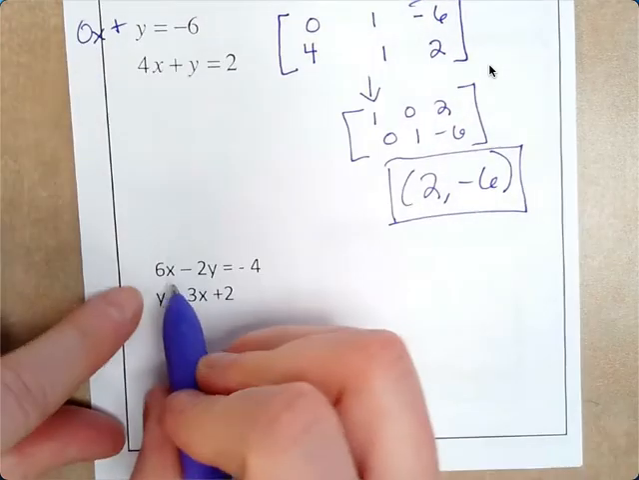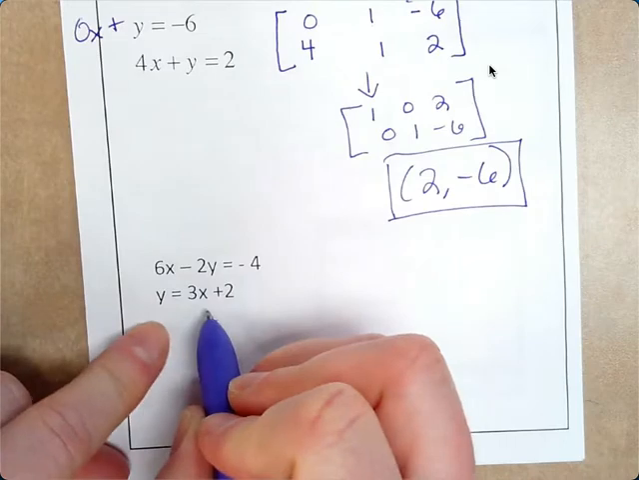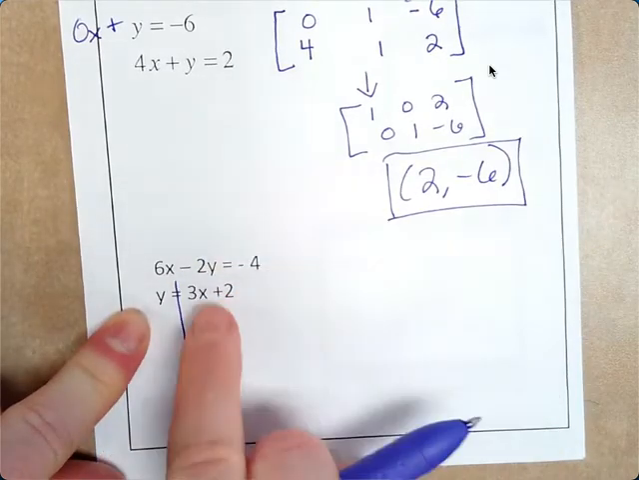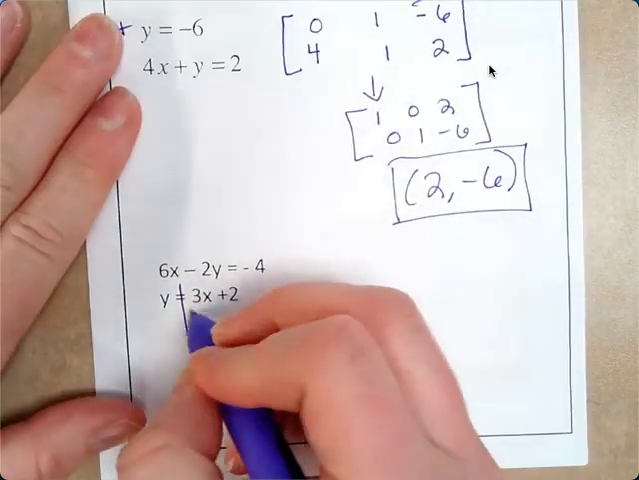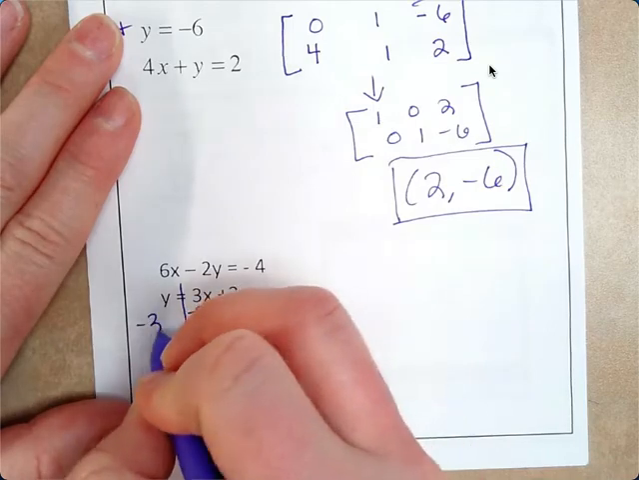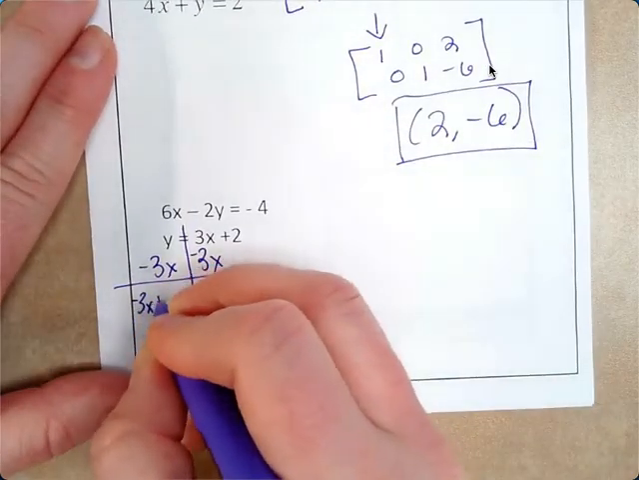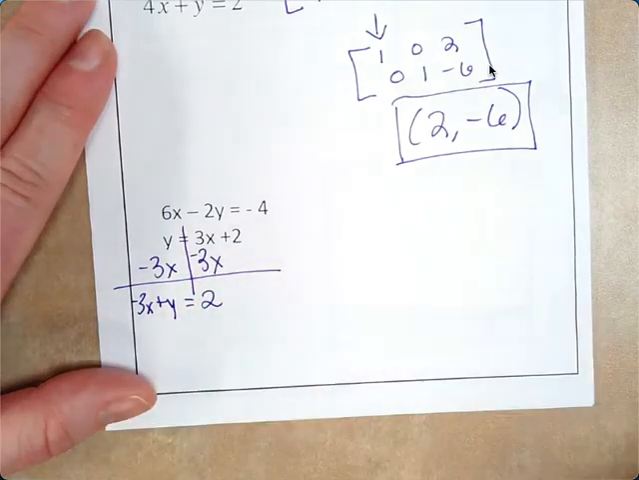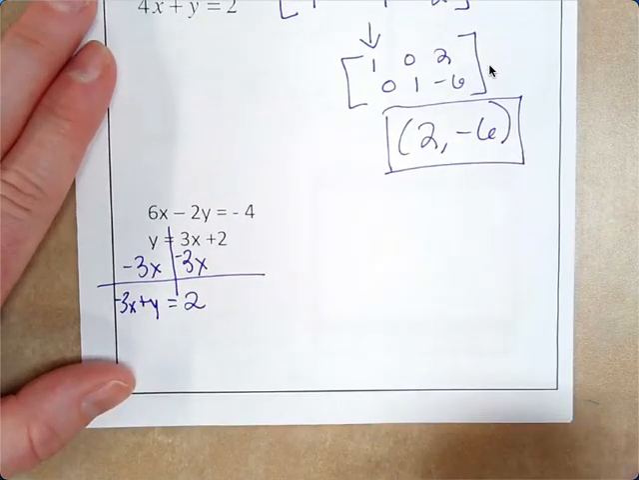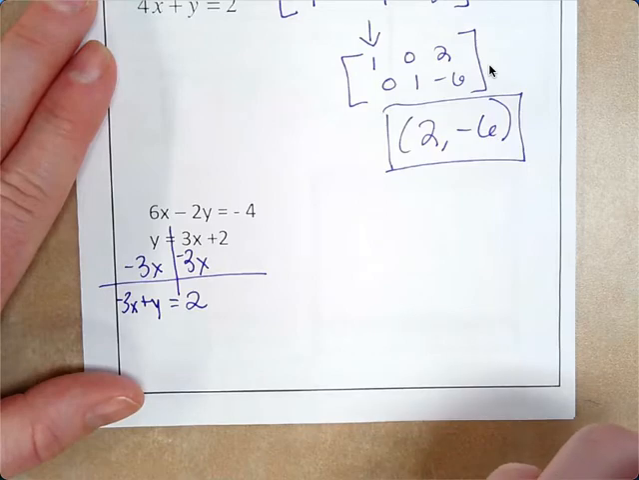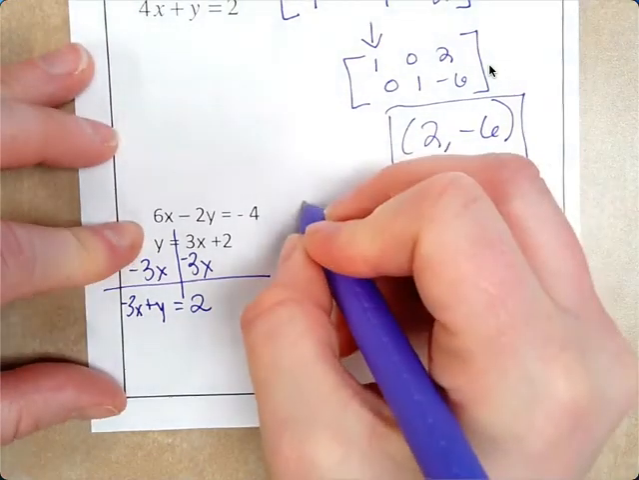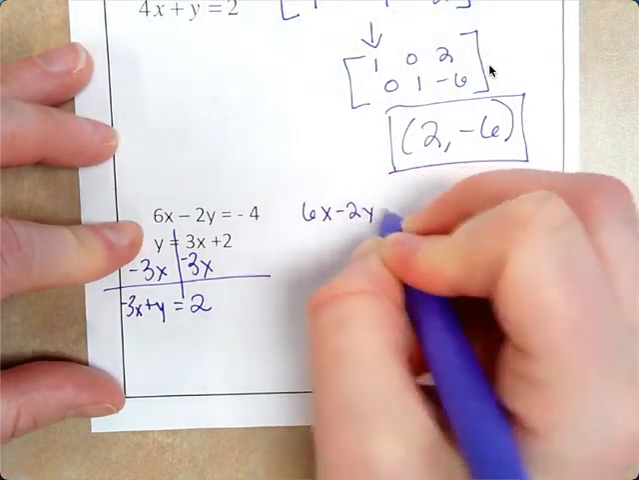Okay, the next one, this one's already written in the right form, but this one is not. So we need to move the x to the other side. So subtract 3x. We get -3x plus y equals 2. So we have these two equations. I'm just rewriting them.